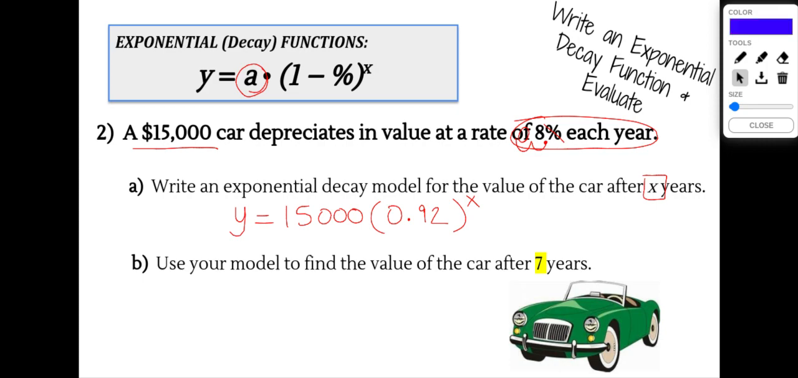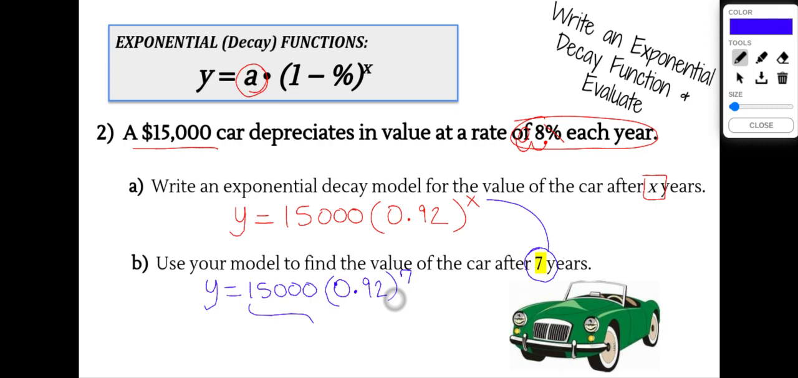And the next part's going to give us a situation now where we want to apply this function rule that we just wrote. So use your model to find the value of the car after 7 years. So now we actually have a time period that we're going to be plugging up there for x. So we got y equals 15,000 in parentheses, remember 1 minus 0.08 was 0.92. And now I'm going to put 7 as my exponent because it's decreasing 8% each year, and I have 7 years that I want to do this.